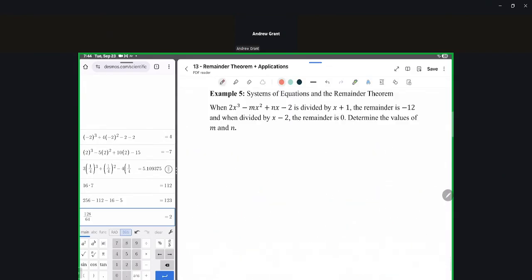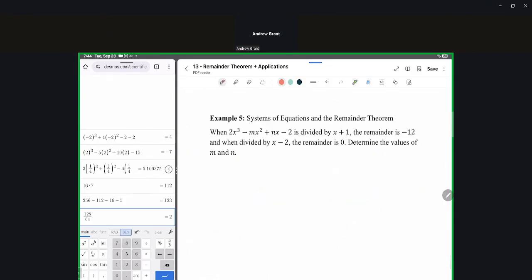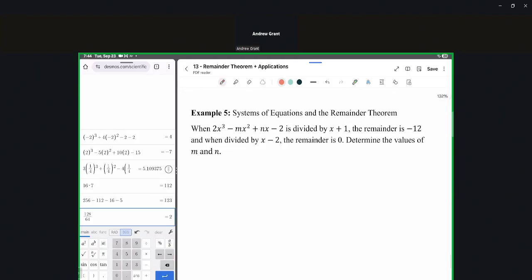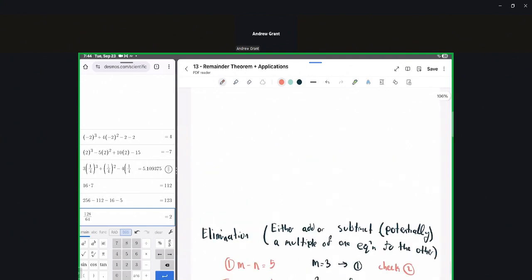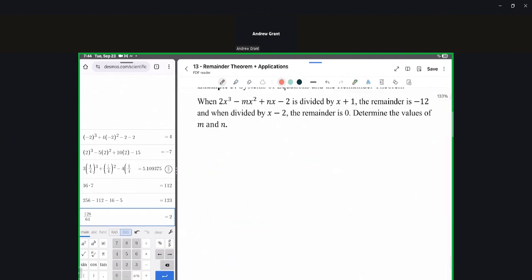So what are we going to look at? We're going to look at systems of equations in the remainder theorem. And remember, what I told you is that it's going to look like this thing that we just did at the bottom. Okay. So when 2x cubed minus mx squared plus nx minus 2 is divided by x plus 1, the remainder is negative 12. And when divided by x minus 2, the remainder is 0. So we need to determine the values of m and n.